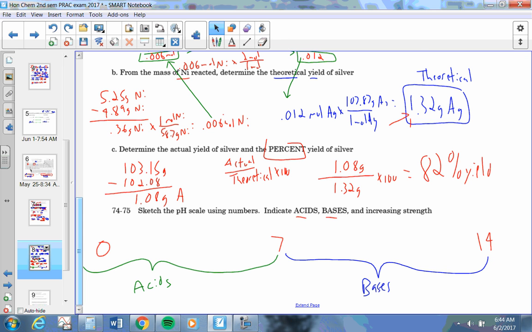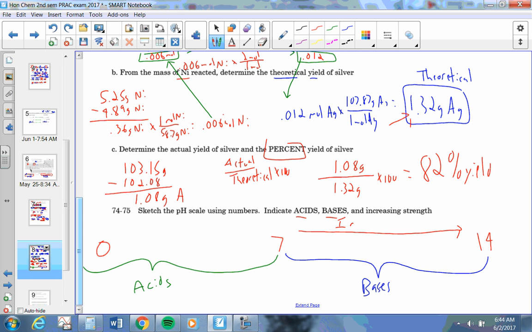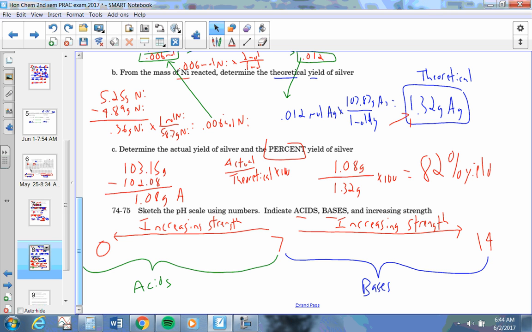And then as you go from 7 to 14, as far as a base goes, it gets to be an increasing strength. That totally makes sense. You get a stronger base as the numbers get higher. But the interesting thing is, and hopefully you remember this, as you go down, the lower the number, you also get an increasing strength. So starting at 7 and going off to the edges, it gets stronger. A stronger acid as we go left, a stronger base as we go right.